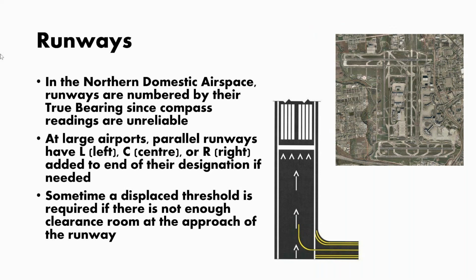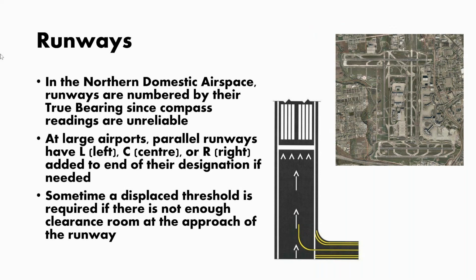Cool. Another nuance: at really big airports you might have parallel runways. In the picture there, that's Toronto Pearson. If you have two separate runways that are pointing in the same direction, they would have the same number. For example, at Pearson they have two runways numbered 24 and 06, right? So 240 degrees in one direction, 060 degrees in the other direction.